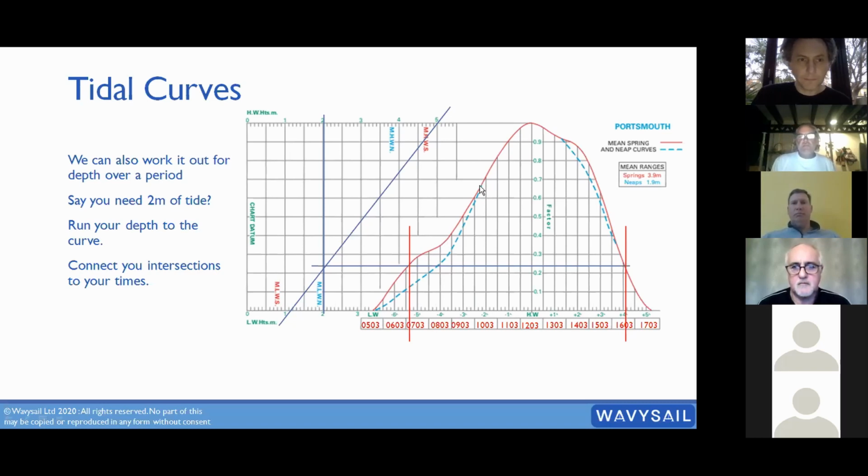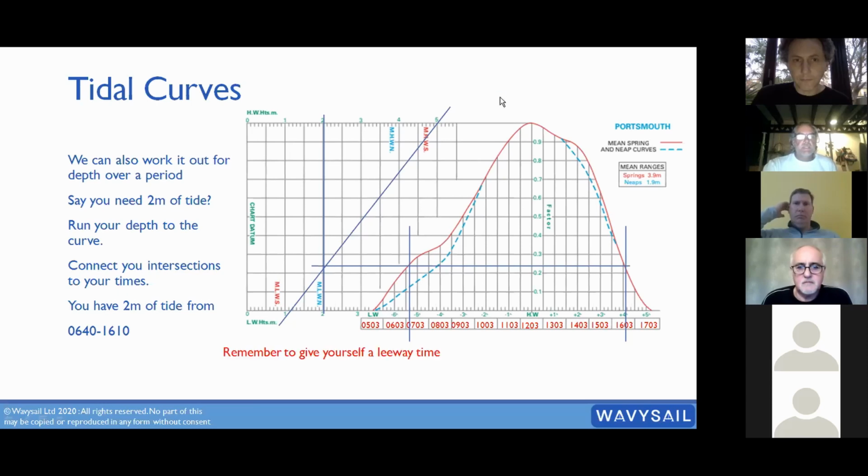And curves can vary in shape enormously. They can be enormously different. Okay, so we can go from about 640 to about 1610, and we will know we have got 2 meters of tide, not depth, tide. When you're working off time, give yourself a little bit of leeway for the time. So don't leave at 1640 on the dot and hope it's going to be all the time. Remember we did the depth calculation for anchoring and we added half a meter to the tide just to be safe? You'd give yourself half an hour either side just to be safe.